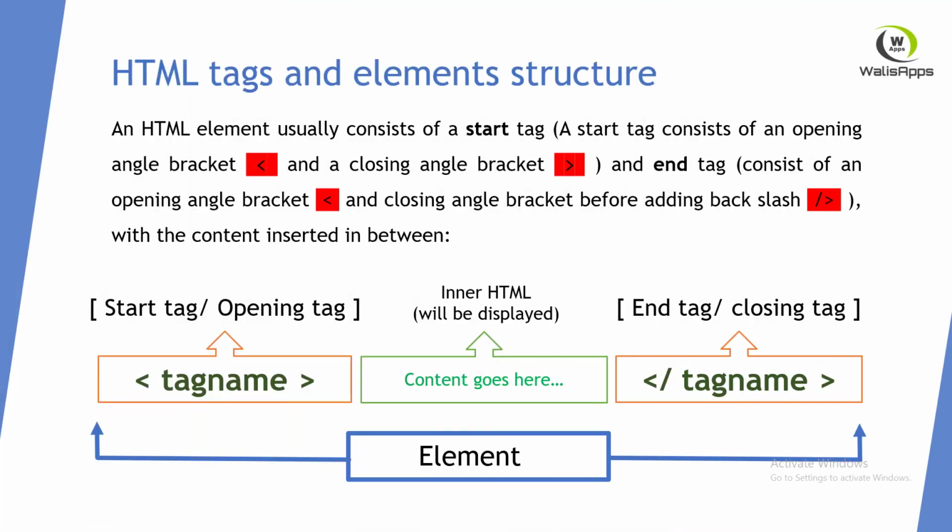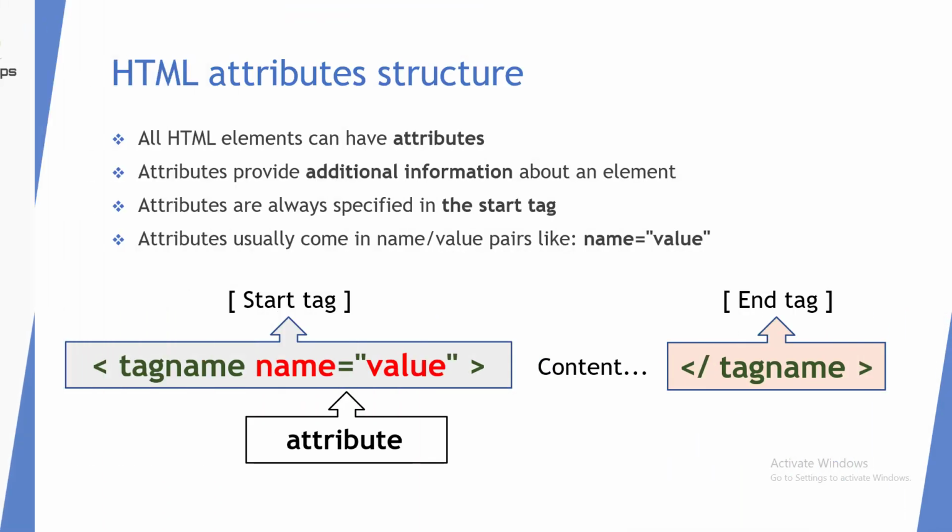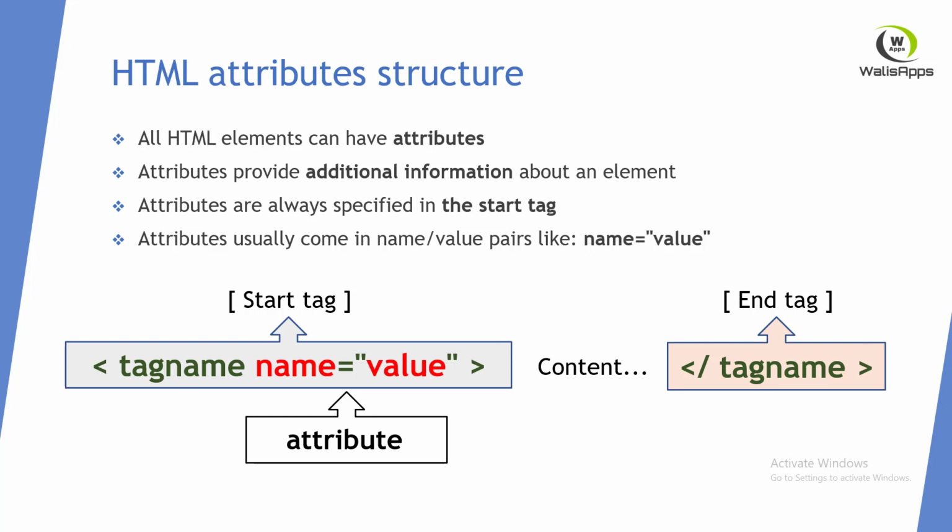HTML tags and element structure. An HTML element usually consists of a start tag and an end tag, with the content inserted in between. HTML attribute structure. All HTML elements can have attributes. Attributes provide additional information about an element. Attributes are always specified in the start tag. Attributes usually come in name-value pairs.